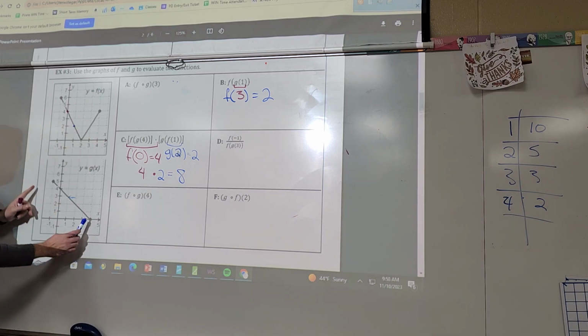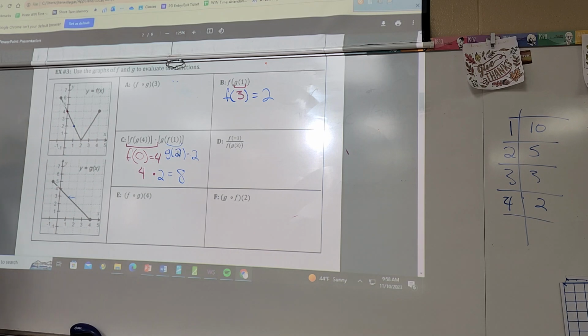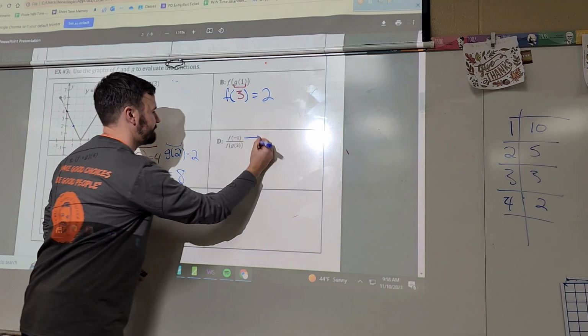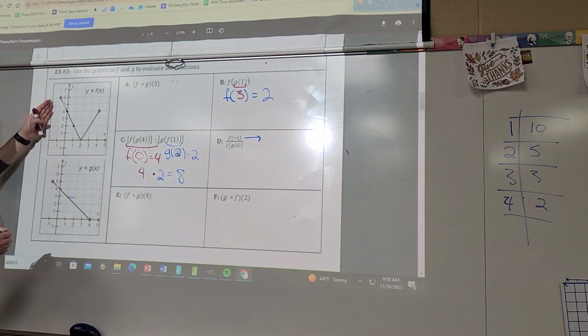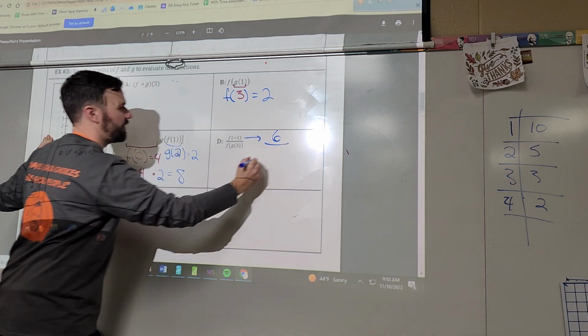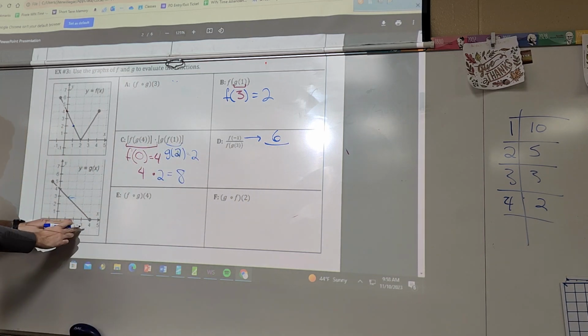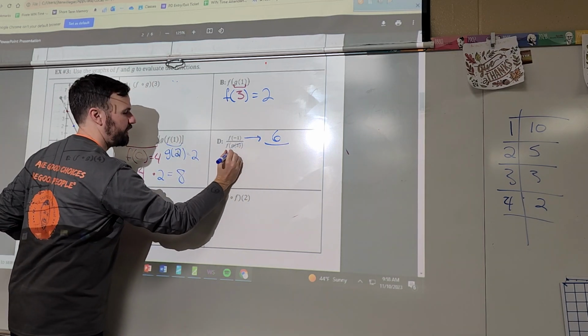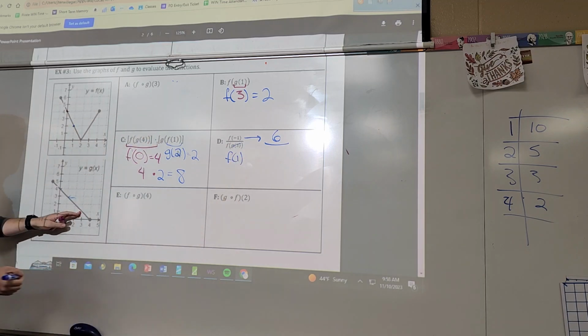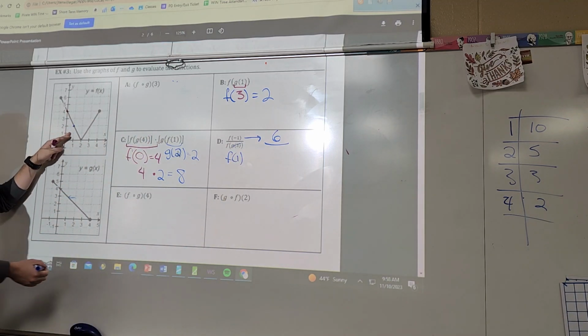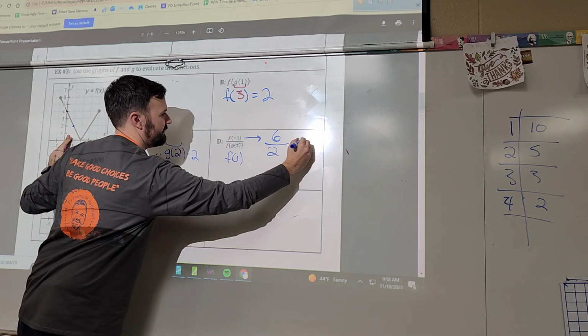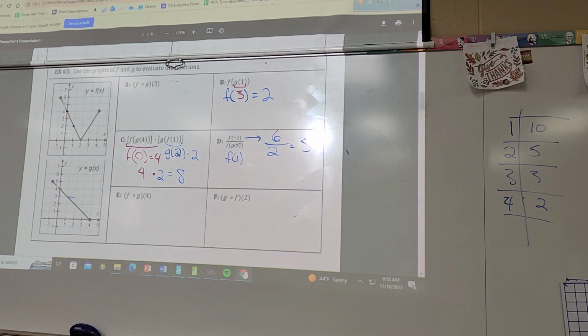You're fine. Do both these domains match? Yeah, so there will be no wonkiness. If some of the domains don't match, there can be wonkiness. All right, what's f of negative 1? 6. So it's 6 over, what's g of 3? 1. And what's f of 1? 2. I didn't even need my answer key.